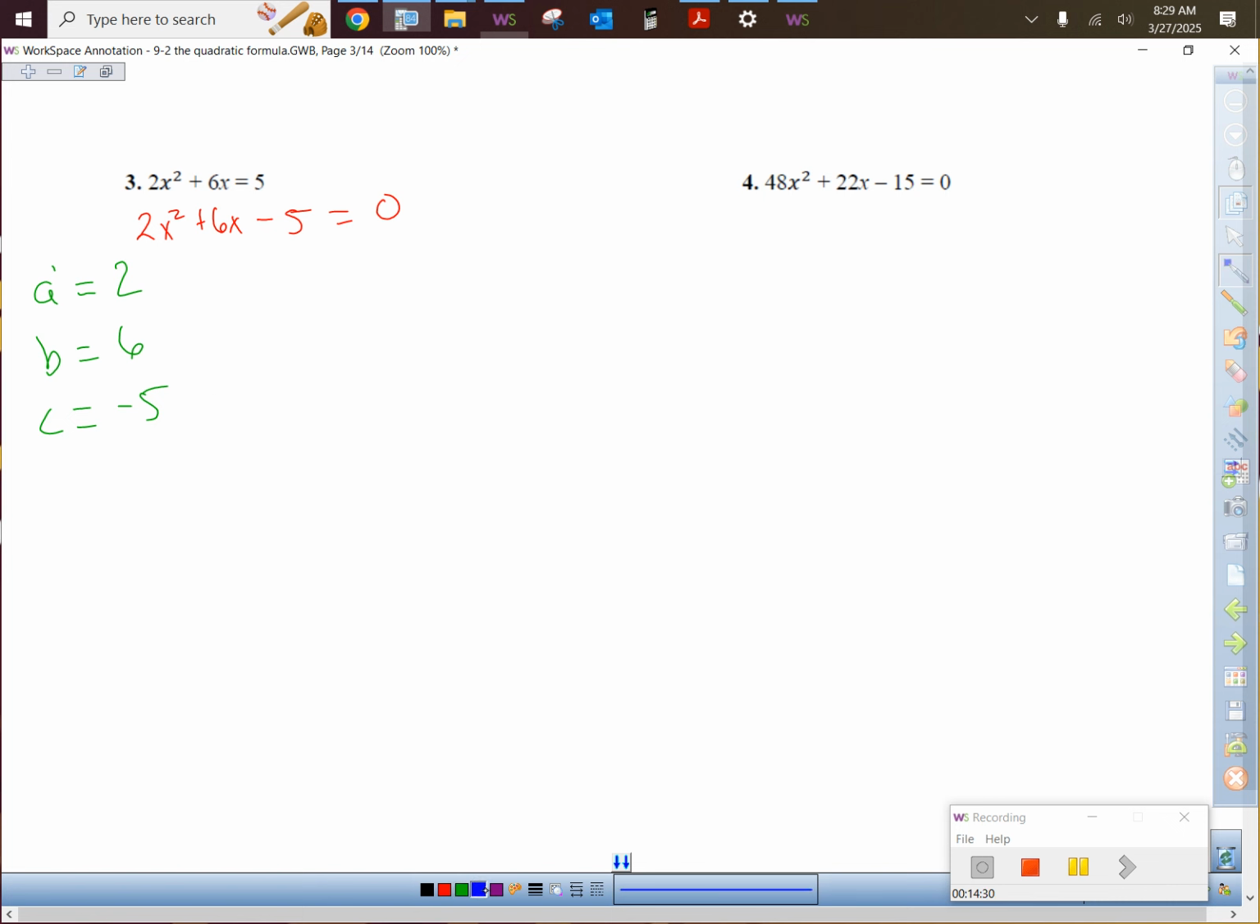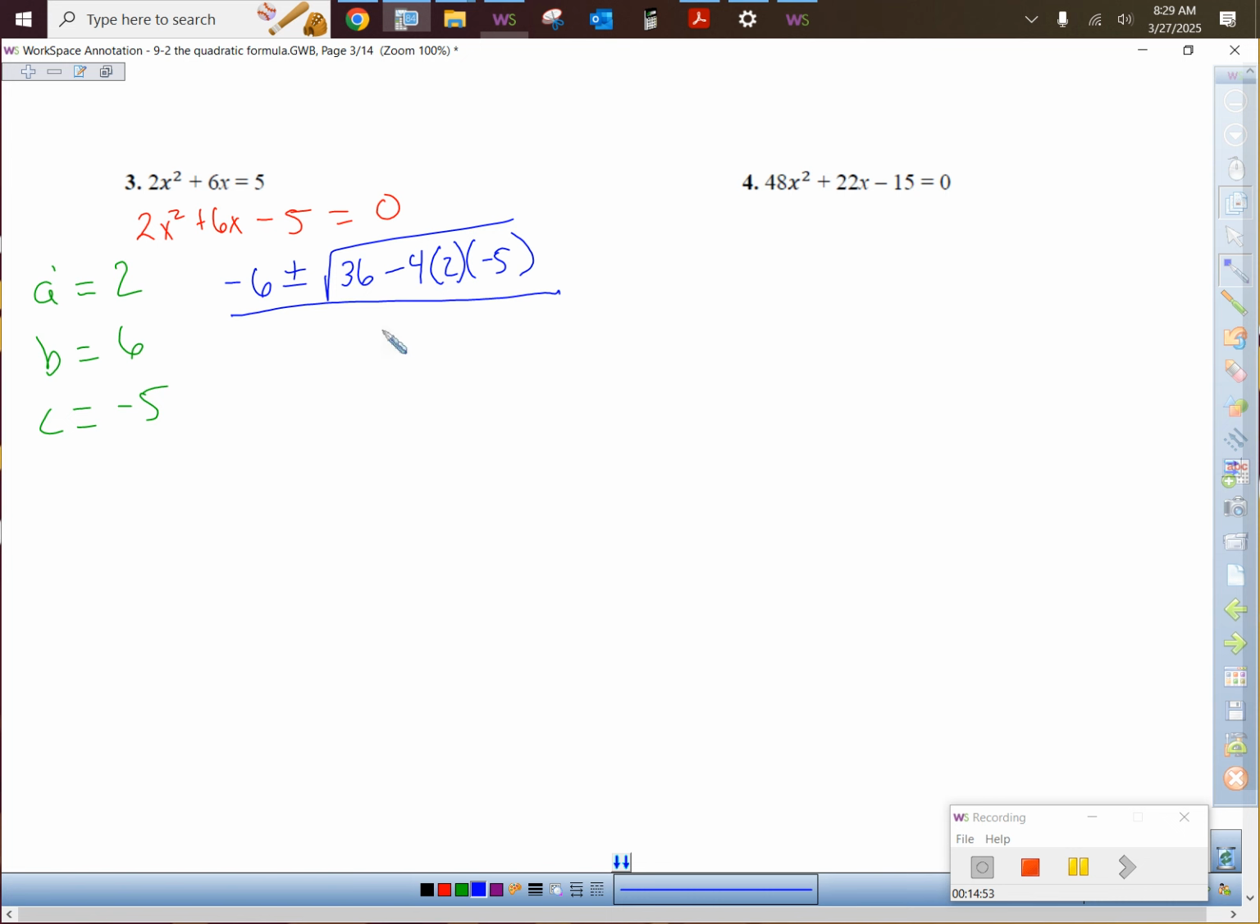So here you go. I'll say it. You write it. Opposite of B, plus or minus, square root of B squared. Stop and look that you have the right number. Minus 4 times A times C, all over 2 times A.